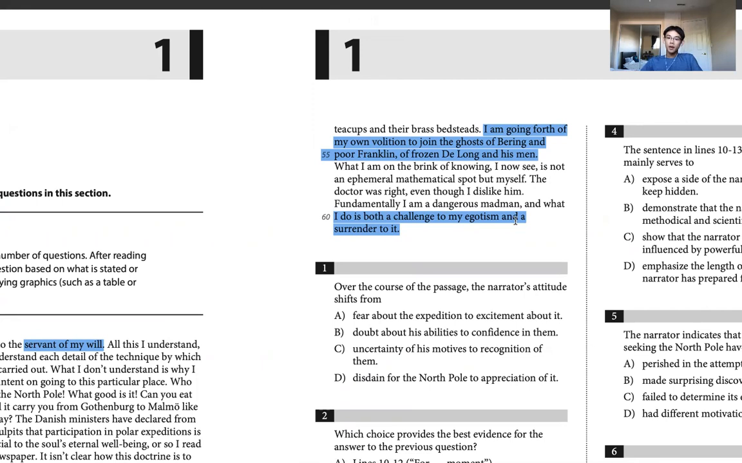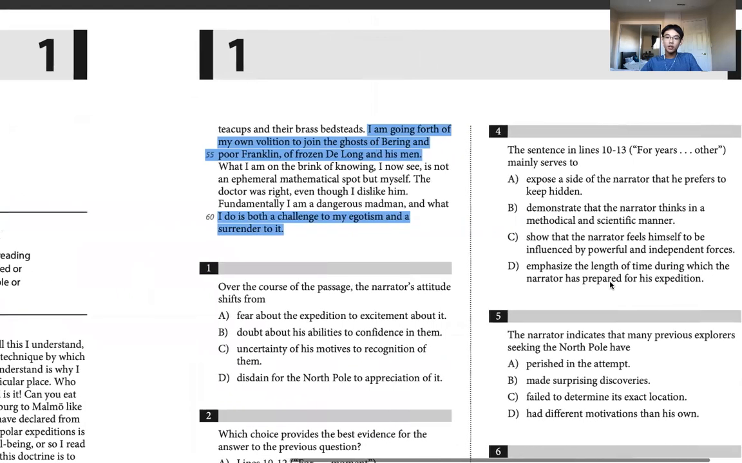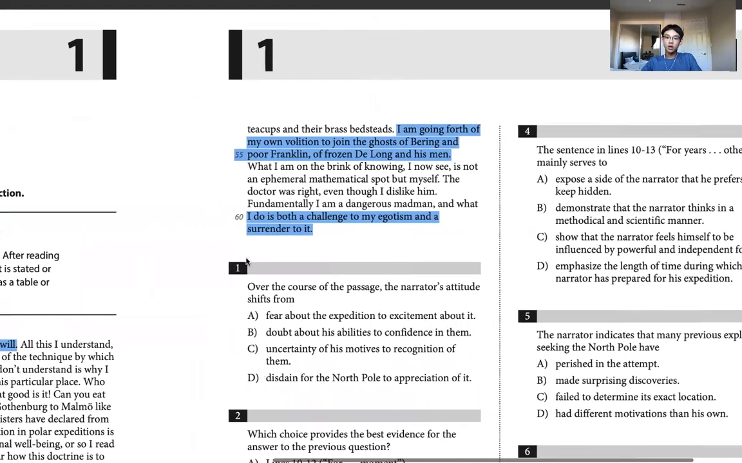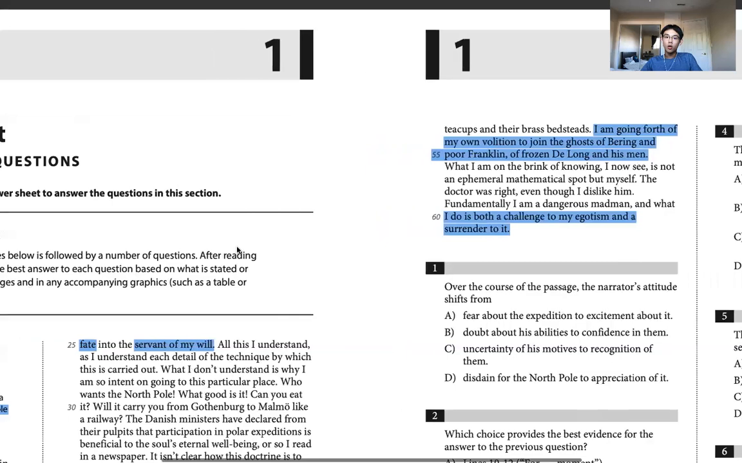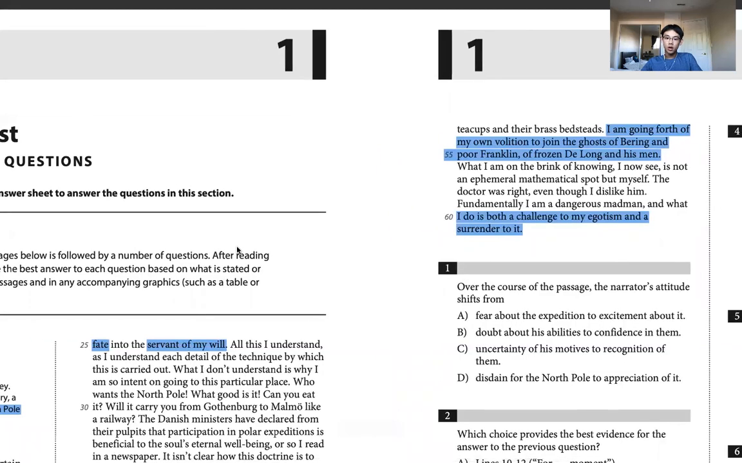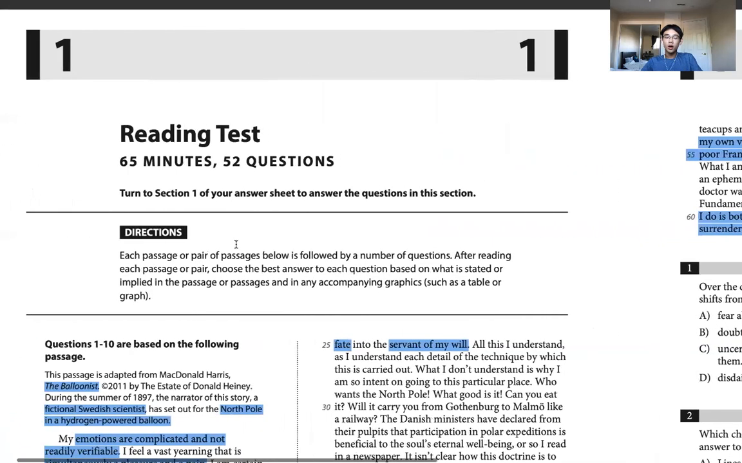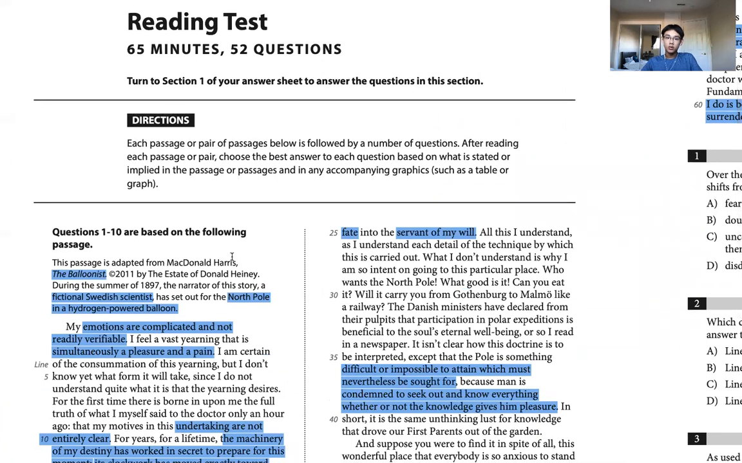So now we have finished the analysis of the passage, and as extra practice, I have included the practice questions that go along with this passage. So what I want you guys to do is to practice some of the question answering skills that I talked about earlier and apply them to answering these practice questions.